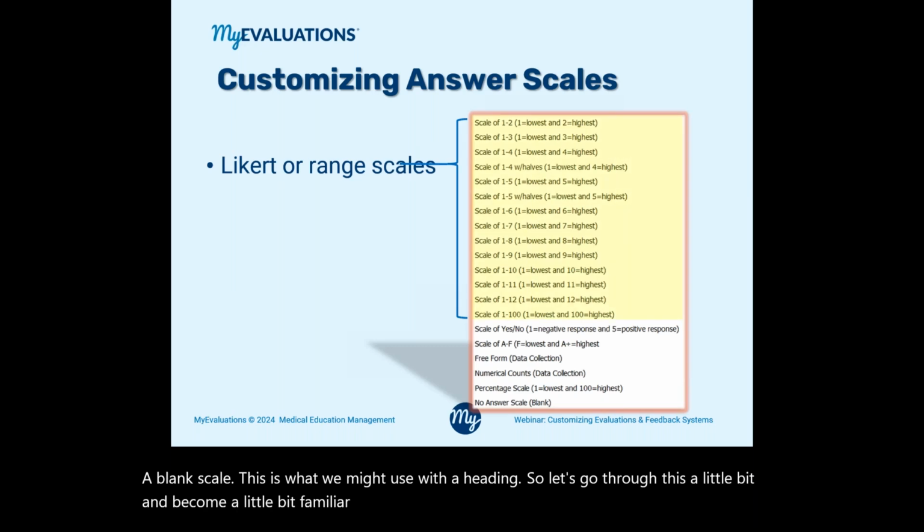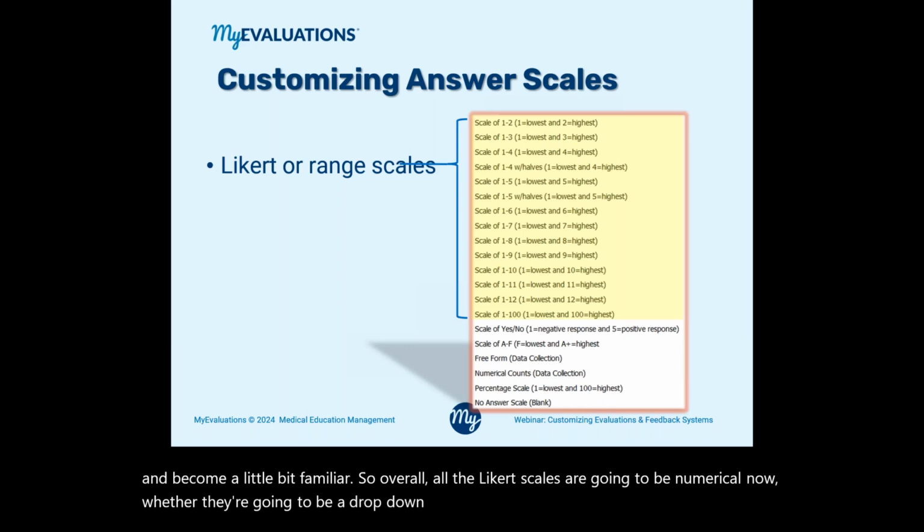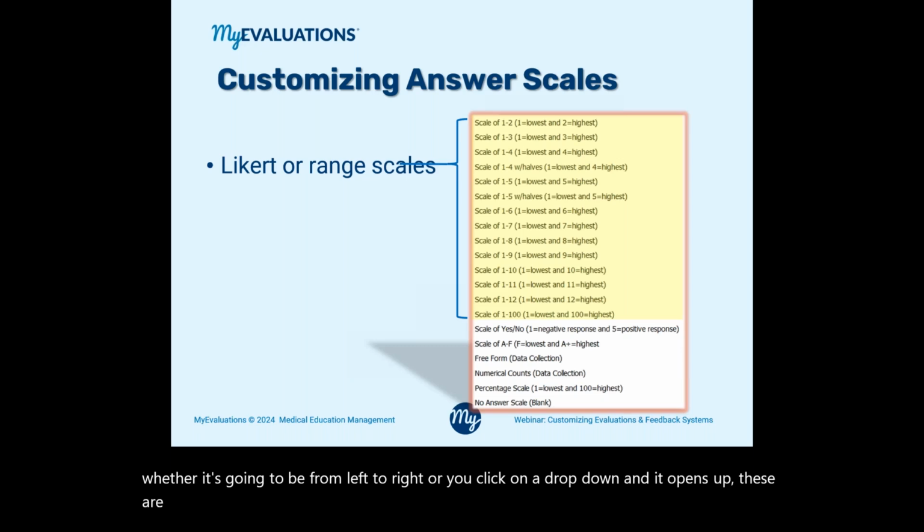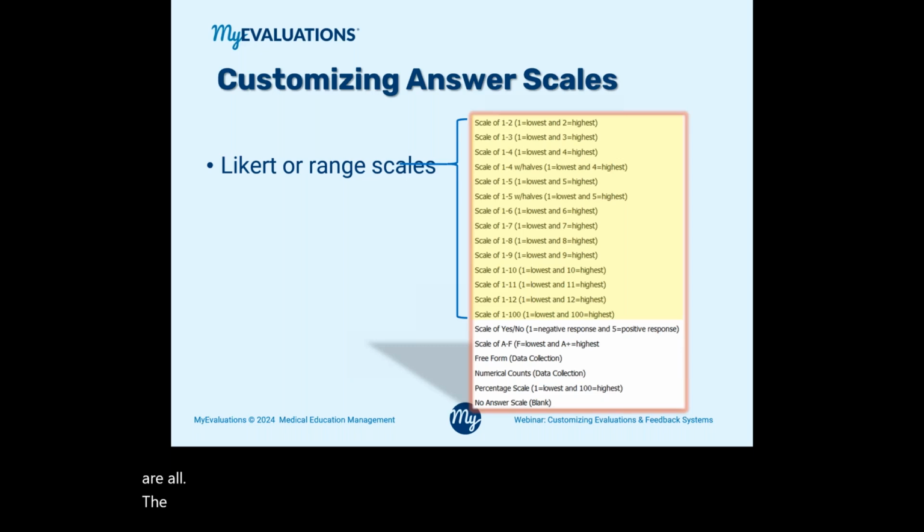So overall, all the Likert scales are going to be numerical. Now, whether they're going to be a drop-down scale or a sliding scale is irrelevant. That means whether it's going to be from left to right, or you click on a drop-down and it opens up. These are all the same idea. They're considered a Likert or a range scale.